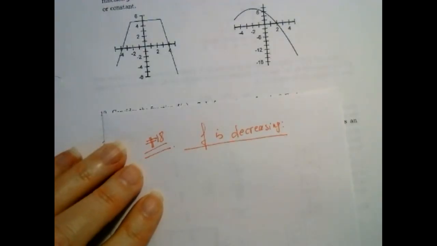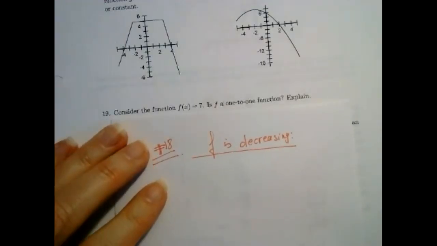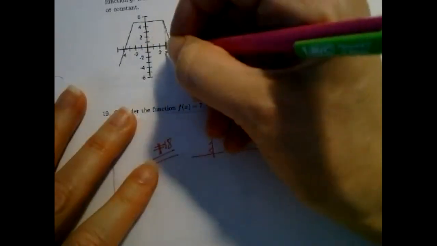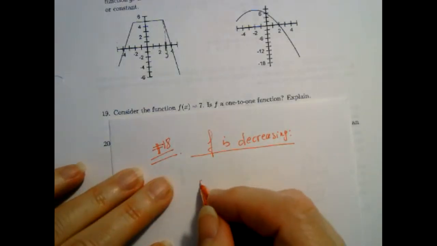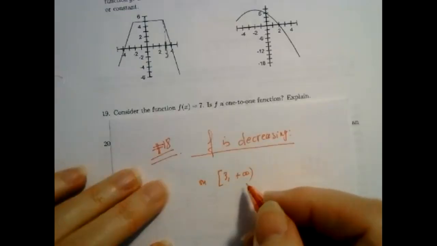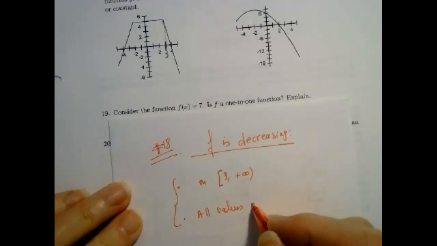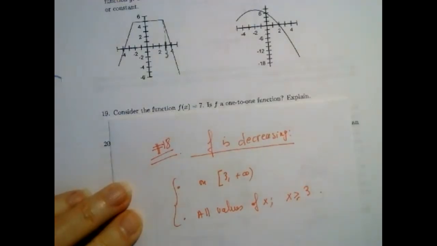Would someone like to tell me quickly when is f decreasing? When the graph is actually falling. 3 to infinity. So let us agree on that, all of us. This time 3 is the correct number. So either on the interval 3 plus infinity, in interval notation, or in words, all values of x that have the property that x is larger or equal to 3.